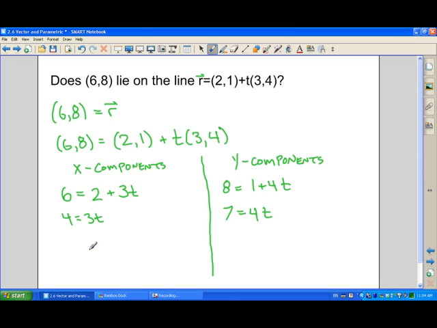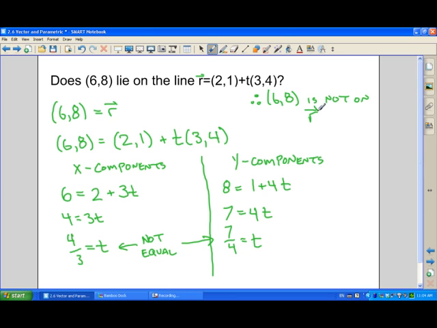Dividing both sides by the coefficient of the parameter. For the x component, I get 4/3 equals t. For the y component, I get 7/4 equals t. If 6 and 8 was on this line, my parameter would have to be equal. This is not equal. 7/4 and 4/3 are not equal, which means we can say that the point 6 and 8 is not on the line defined by the vector r.